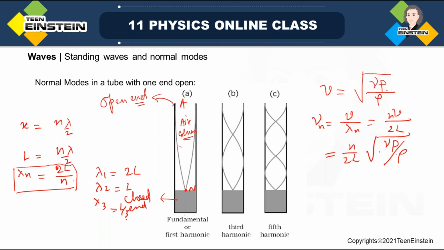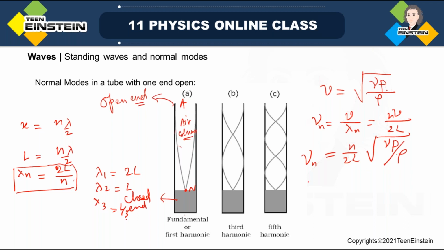So this is giving you the general formula for the various frequencies present in the oscillations created in the air column within this kind of glass tube, where one end is closed and the other end is open.